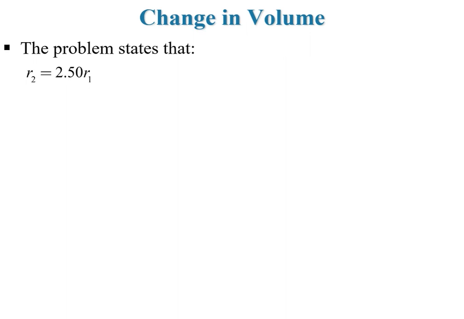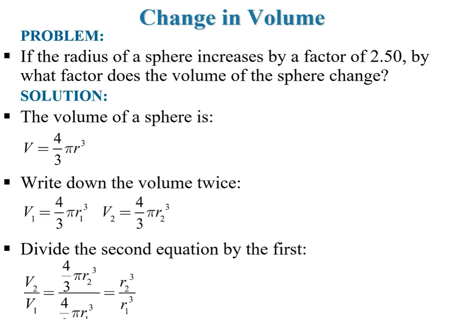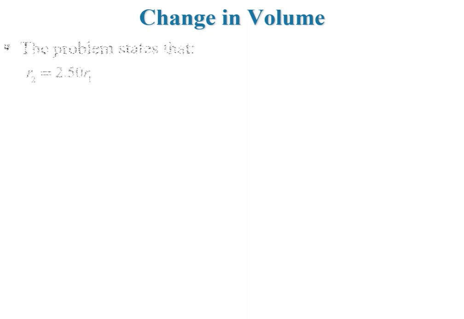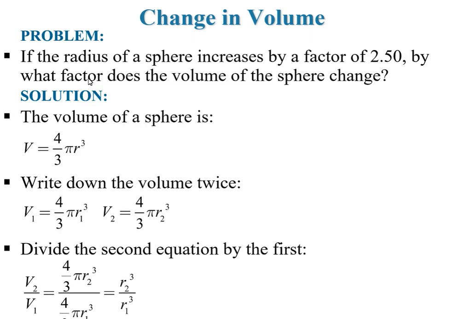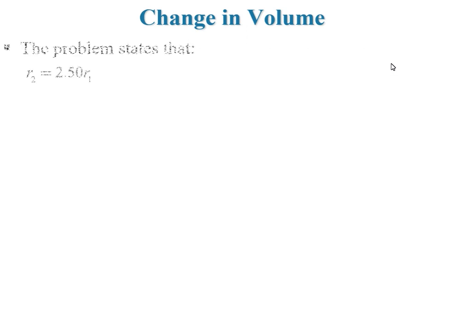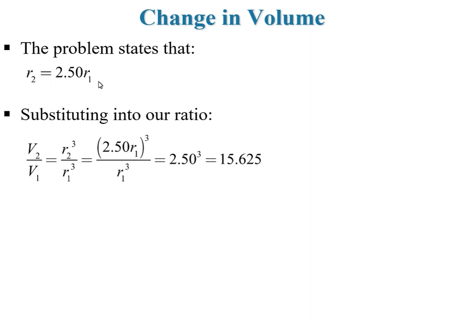Okay, so pwede natin i-simplify. Ang atong problem states that R2 is equal to 2.5 R1. So balikan natin ang problem. Ang factor of change natin is 2.5. So nag-change ang mga radius by 2.5. So ang ikaduha nga radius is 2.5 times the original radius which is R1. Substituting into our ratio, R2 is equal to 2.5 R1. Substitute na lang diri.